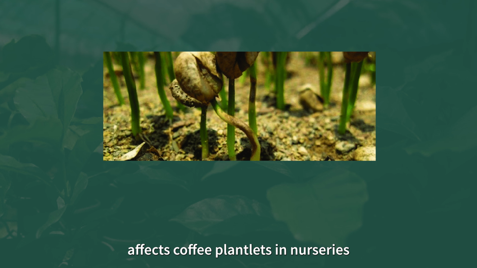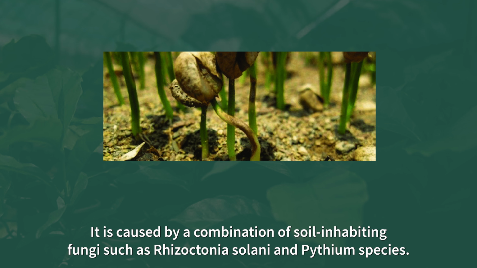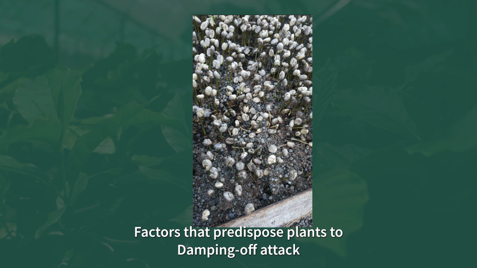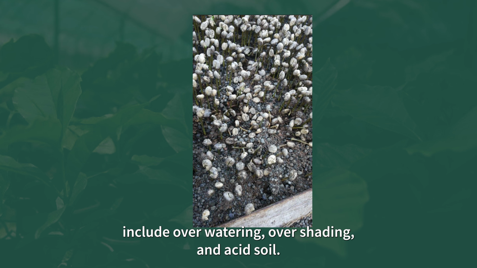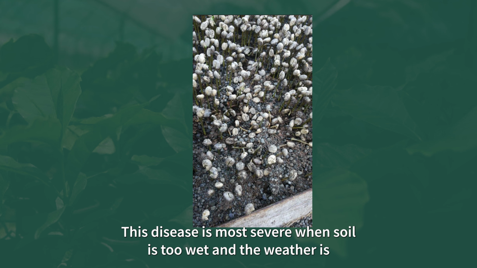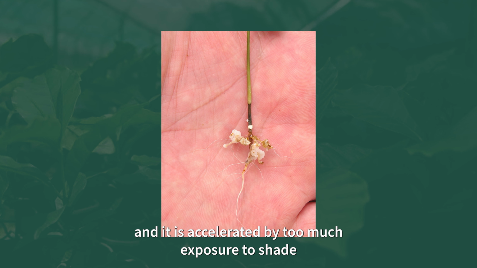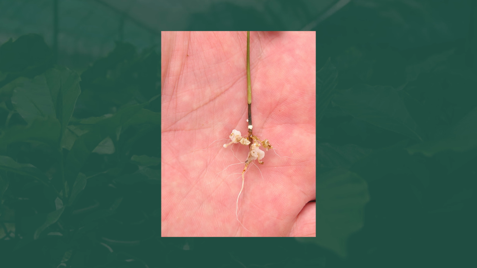Damping off severely affects coffee plantlets in nurseries. It is caused by a combination of soil-inhabiting fungi such as Rhizoctonia solani and Pythium species. Factors that predispose plants to damping off attack include overwatering, overshading, and acid soil. This disease is most severe when the soil is too wet and when weather is damp or cloudy with no sunshine, and it is accelerated by too much exposure to shade or insufficient drying of soil.